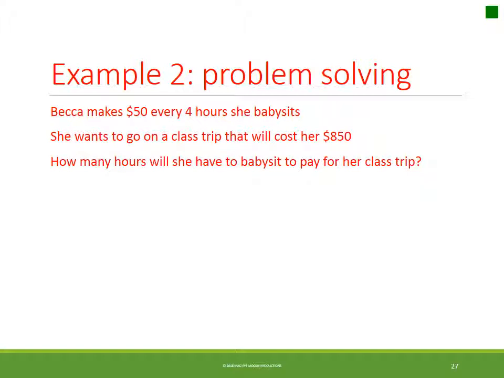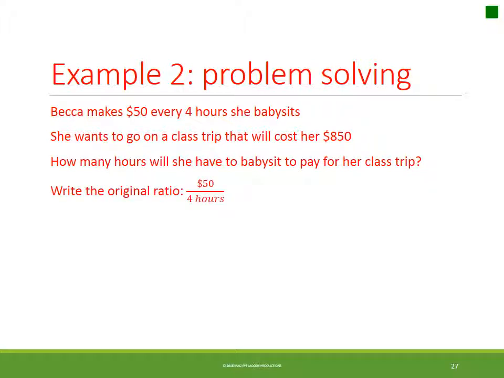Let's look at another problem. Becca makes $50 every 4 hours she babysits. So she wants to go on a class trip, and that will cost her $850. How many hours is she going to have to babysit in order to pay for her class trip? With all babysitting money. We're not saying she's getting birthday money or money from other places. So we're going to assume that she wants to pay for the whole trip using babysitting money. So if she makes $50 every 4 hours, how many hours is she going to have to babysit to pay for her class trip? The first thing we always want to do is write the complete ratio that we're given.